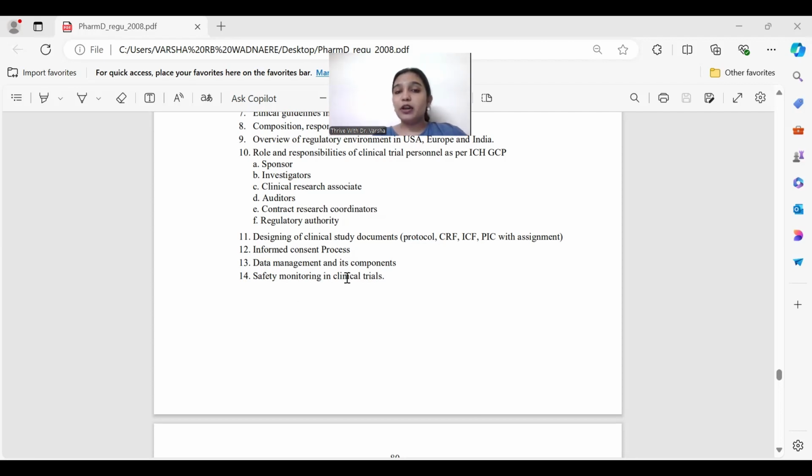Then safety monitoring in clinical trials. Once you are completed everything, and while you are completing everything and performing daily research, during that the safety should be maintained. How that safety will be maintained, who will be monitoring your clinical trial? One will be from our side as well as one will be from the appointed side.